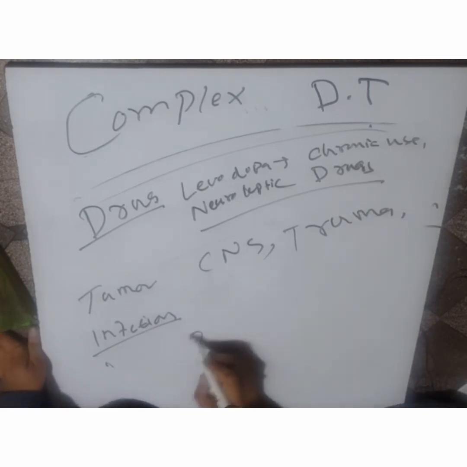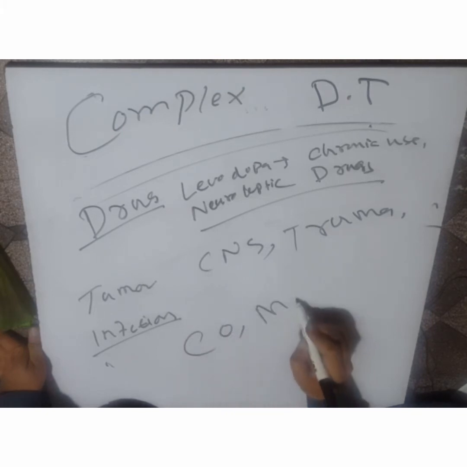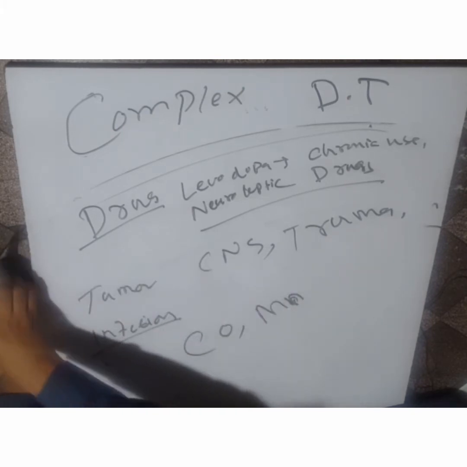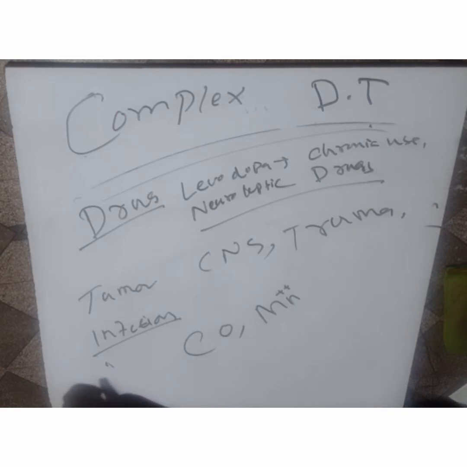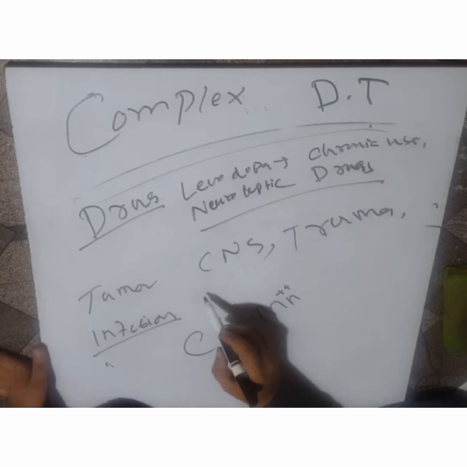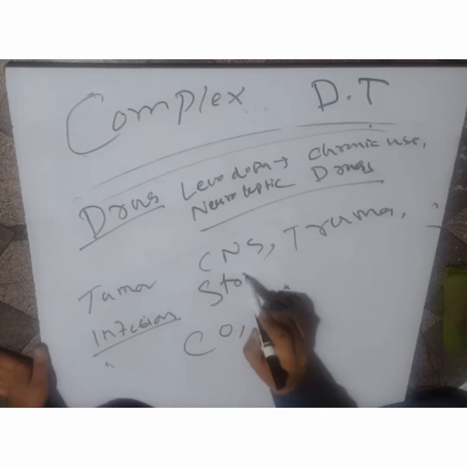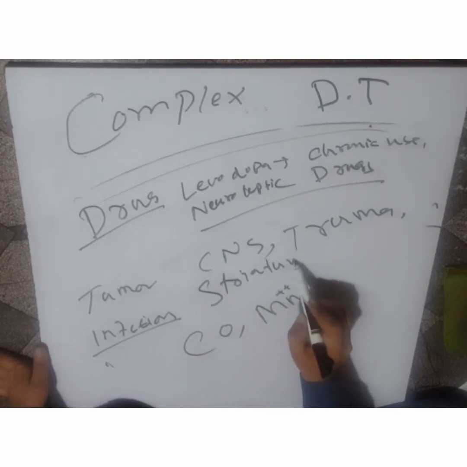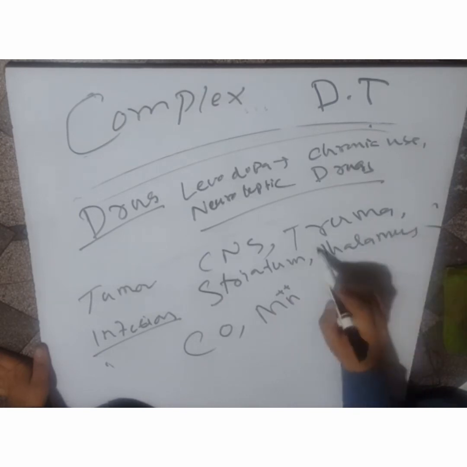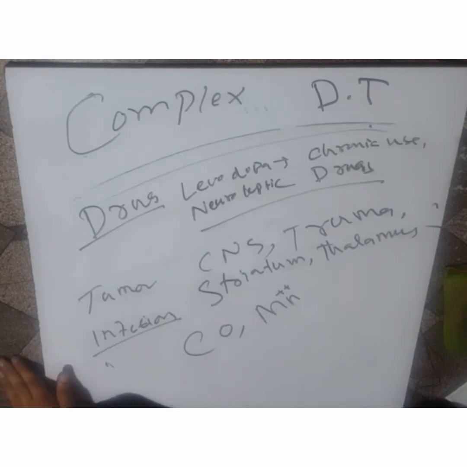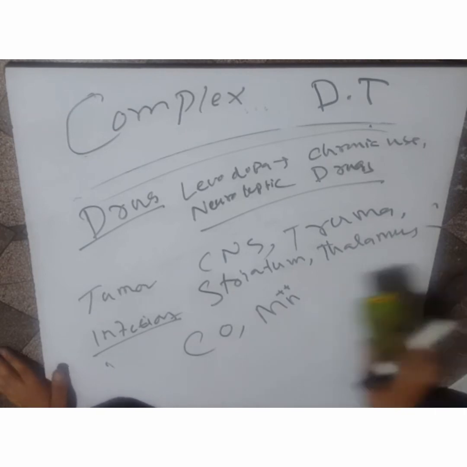Carbon monoxide and manganese, denoted by Mn, can also cause the complex dystonia. A lesion in the striatum or thalamus can also cause complex dystonia. Infection also causes the complex dystonia.